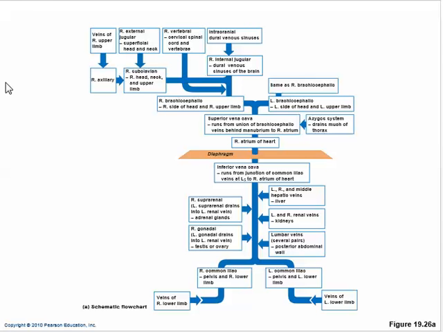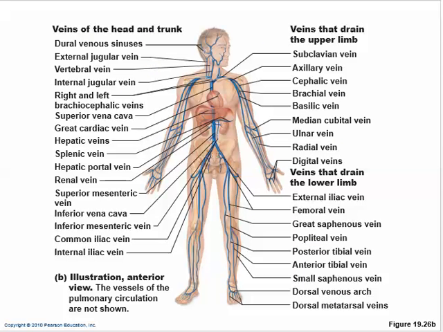The deep veins are very easy to name if you know the names of the arteries that correspond to them. So when we look at a schematic like this, or the anatomical like this, what we see is that most of these are named for the same. So there's an anterior tibial and a posterior tibial and a femoral coming into the external iliac, which comes into the common iliac, which then ends up in the inferior vena cava.